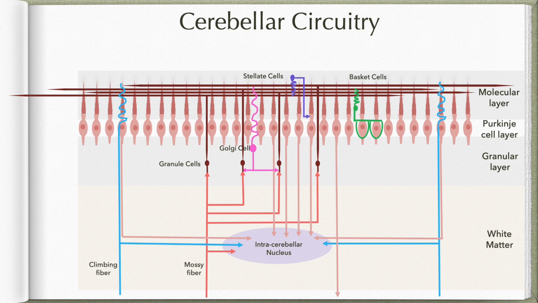Purkinje cell axons will also send collaterals, which will be reaching the axons of the Golgi cells, or they may reach the dendritic tree of the surrounding Purkinje cells.